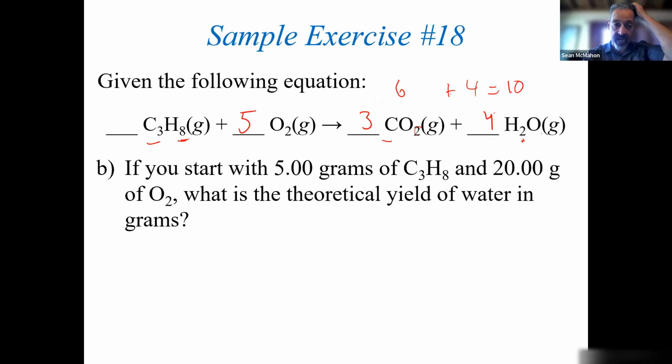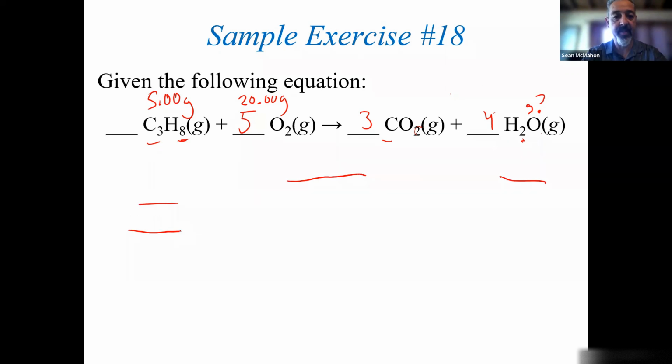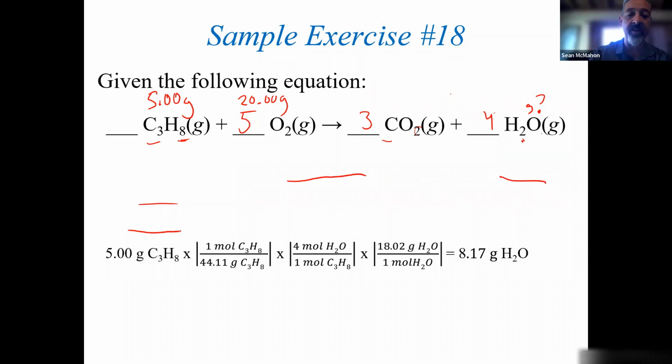So now if I have 5 grams of propane and 20 grams of oxygen, what is the theoretical yield of water? So I want to know how many grams of H2O am I going to produce? So again, how do I know this is stoich? They're giving me a reaction. They're giving me starting quantities, and they're asking for a final quantity, grams of water. Stoich. So convert the 5 grams of propane to grams of water.